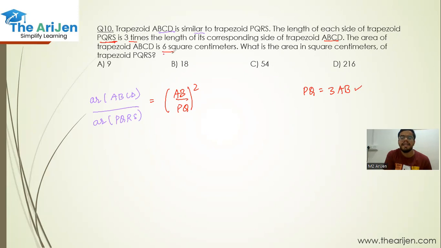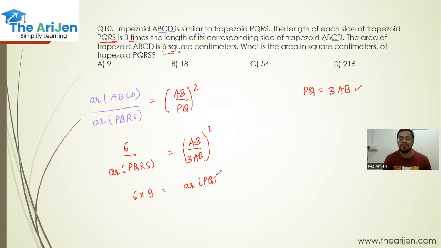And the area of ABCD is how much? It is 6. So the area of PQRS would be 6 times (3AB by AB) whole square. Basically, it is 6 into 9, which is 54 for the area of PQRS.